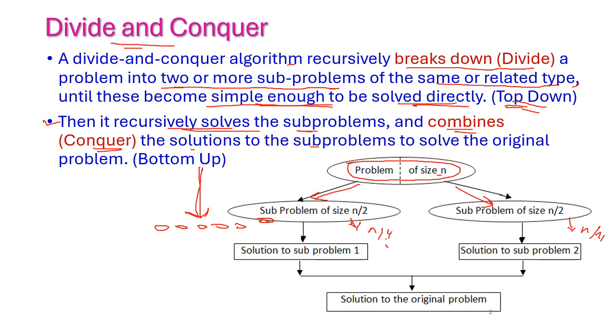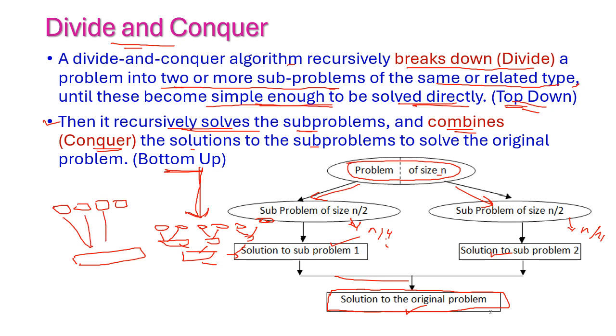The solutions to the subproblems will be combined. These two solutions will be combined, and these will be combined. Likewise, this is the solution for subproblem 1, this is the solution for subproblem 2, and then these solutions will be combined, and finally we will get the solution for the original problem. So conquer is a bottom up approach. That is, all small problem solutions will be combined together to form a solution of the huge problem.